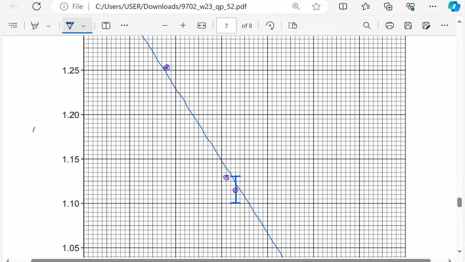The next one was also 0.016. So 3 up, 3 down. 1, 2, 3. 1, 2, 3.